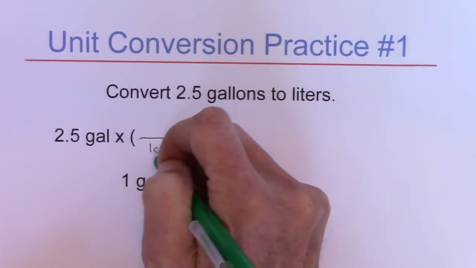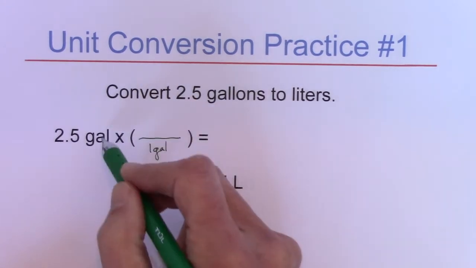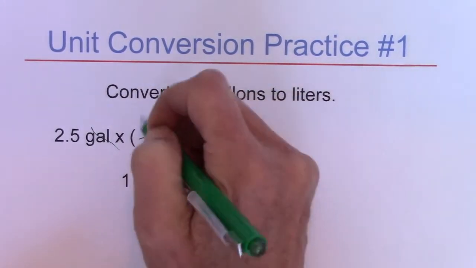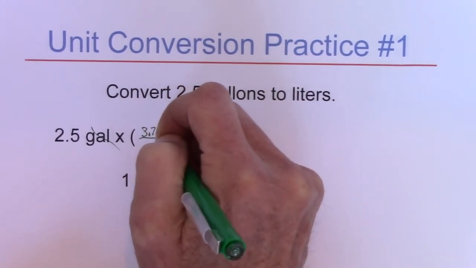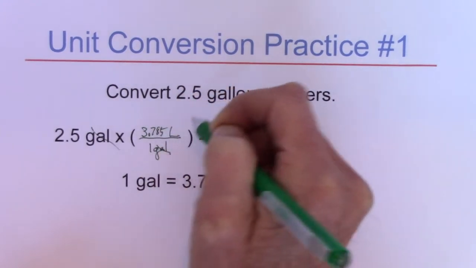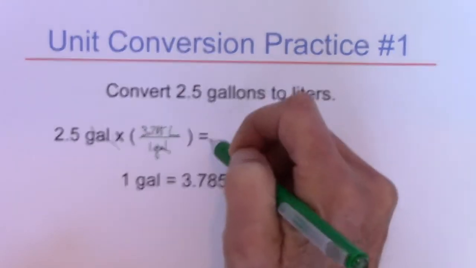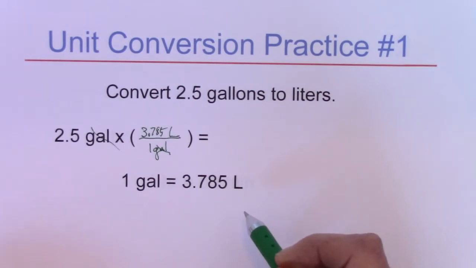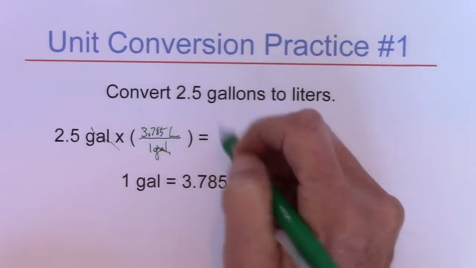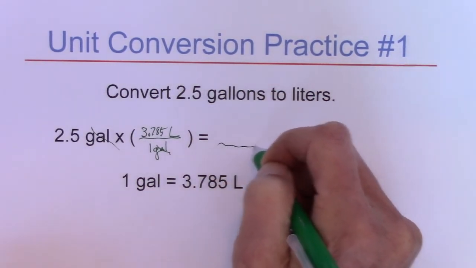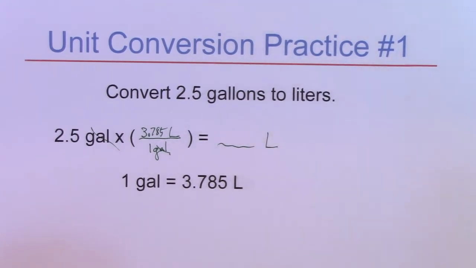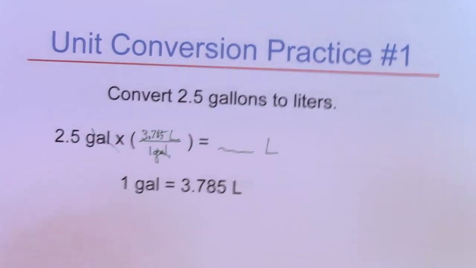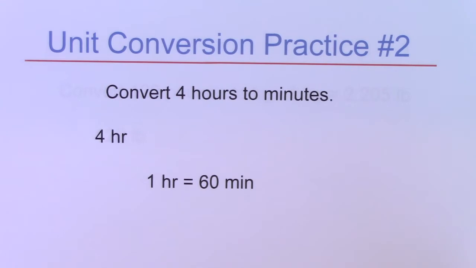We're going to put 1 gallon in the denominator so that we can cancel it, and we're going to write 3.785 liters in the numerator. And I don't have a calculator here. You can get out a calculator and calculate what the number is, and you're going to end up with some number of liters. Okay? Let's look at the problem again.